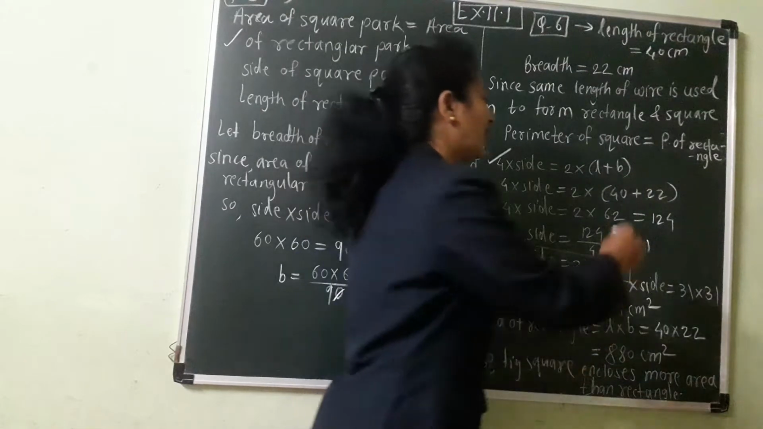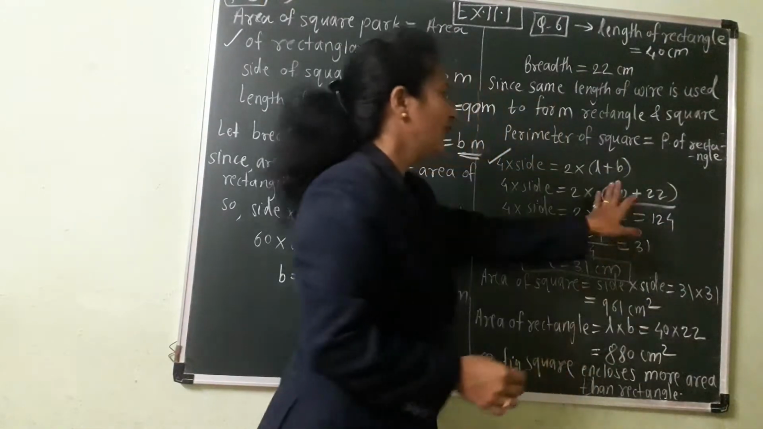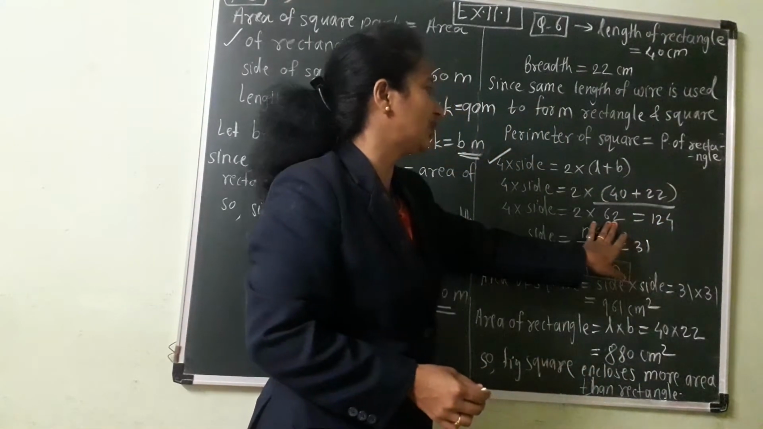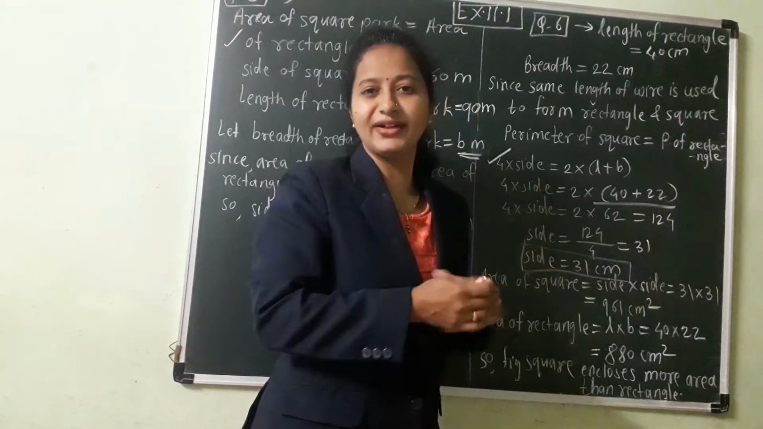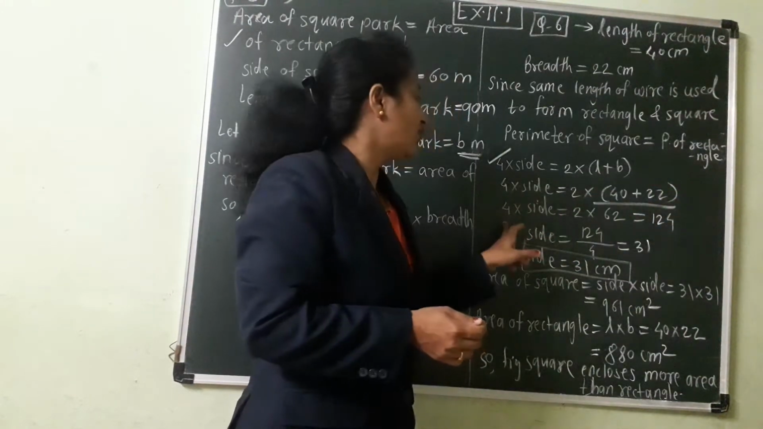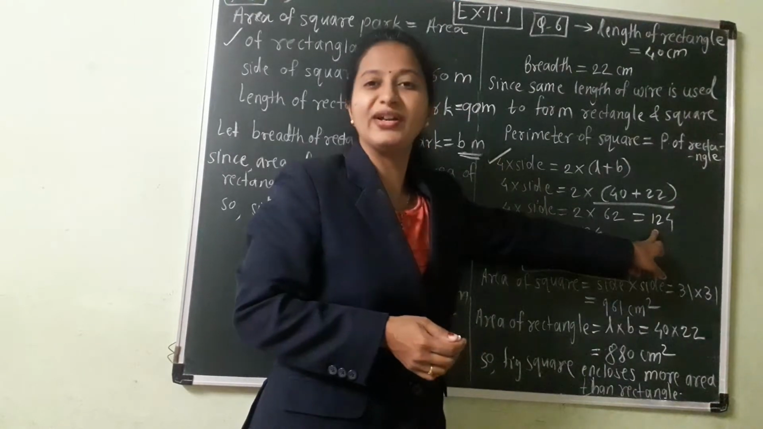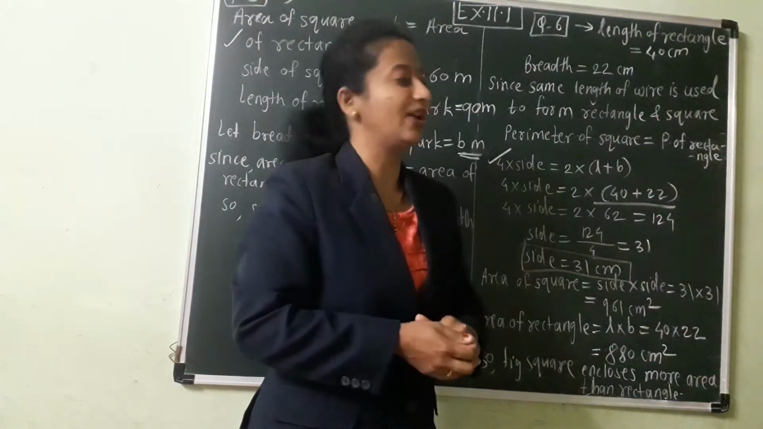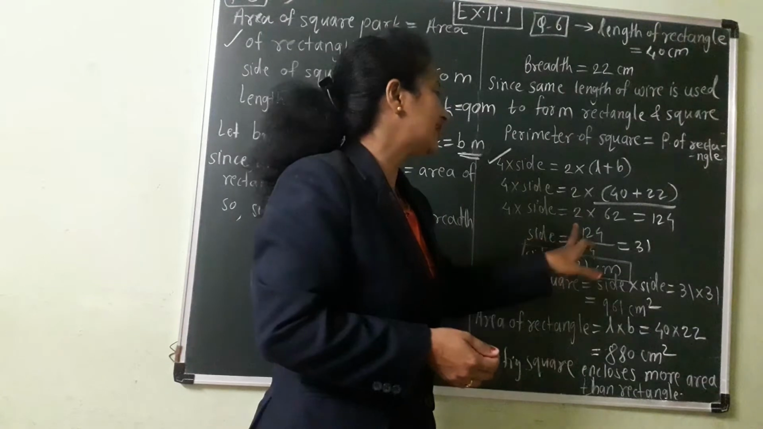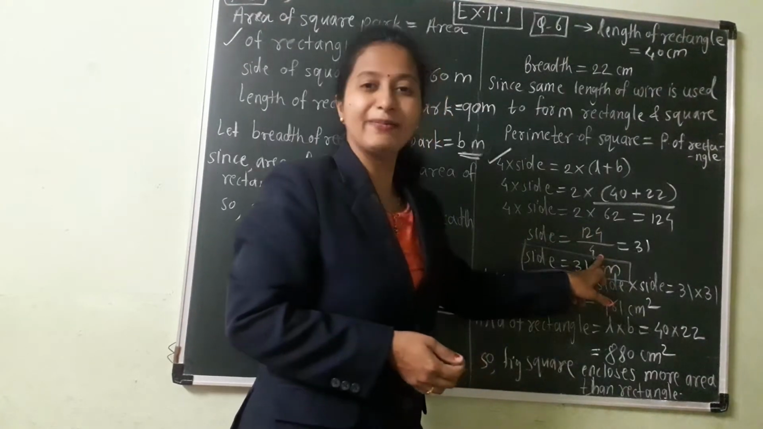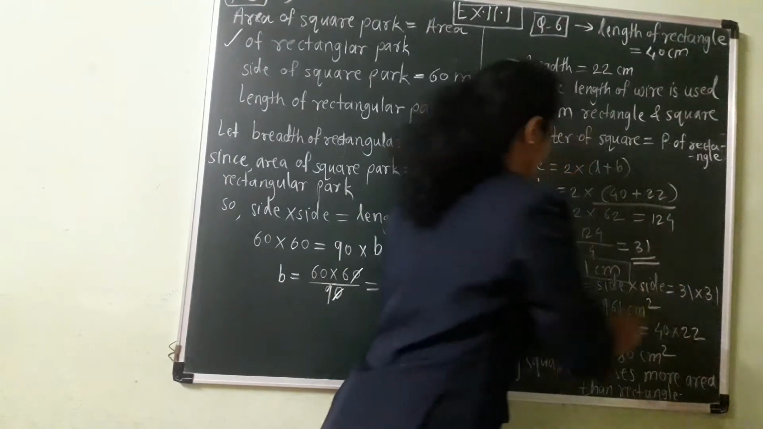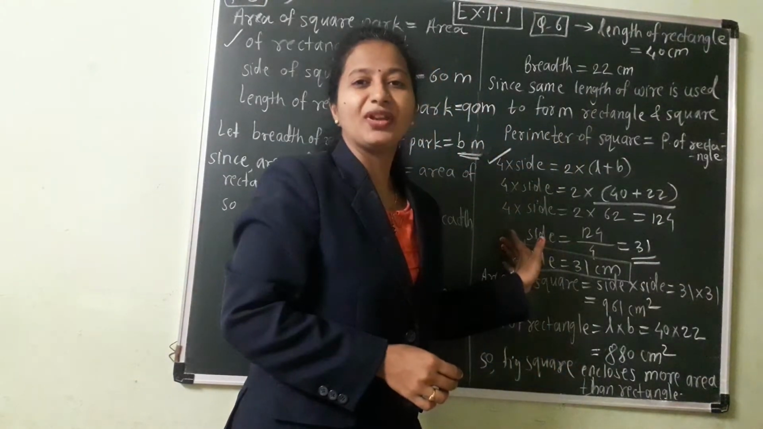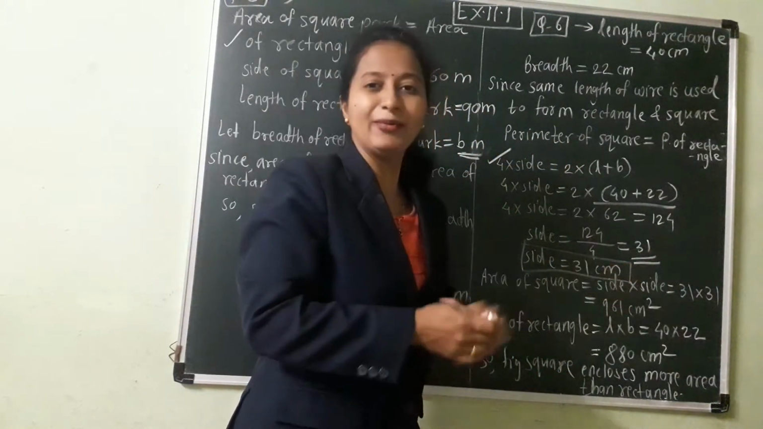So solve this bracket first. 40 plus 22 you will get 62. When you multiply 62 by 2 you will get the answer as 124. That means 4 multiplied by side is equal to 124. What we have to find here? We have to find the side. So obviously 124 divided by 4 you will get the answer as 31. So the length of the side is 31 centimeter.